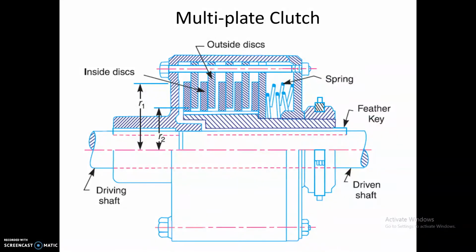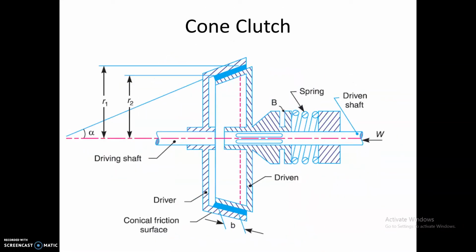Now the next type of clutch is the cone clutch. In this case, the cone clutch consists of friction surfaces in the shape of a cone. The engine shaft carries the female cone and the male cone is mounted on a splined clutch shaft, free to slide over the clutch shaft. The male cone is provided with friction surfaces. When the male cone is brought in contact with the female cone, the clutch is engaged due to the force of the spring.